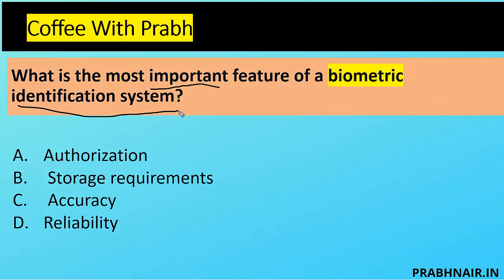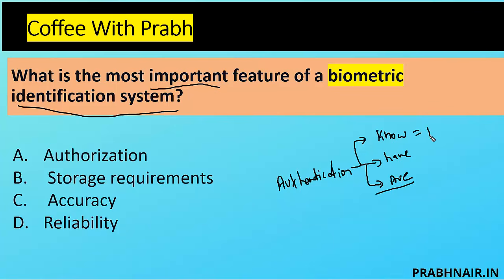See, when we're talking about authentication, we basically have three factors: something you know, something you have, and something you are. Something you know is basically called a password. Something you have is basically called a smart card, and something you are is basically called a biometric.